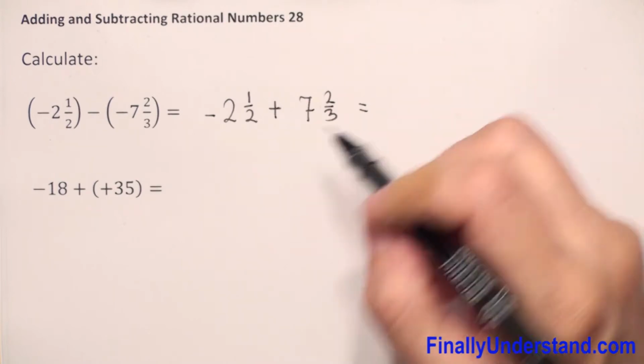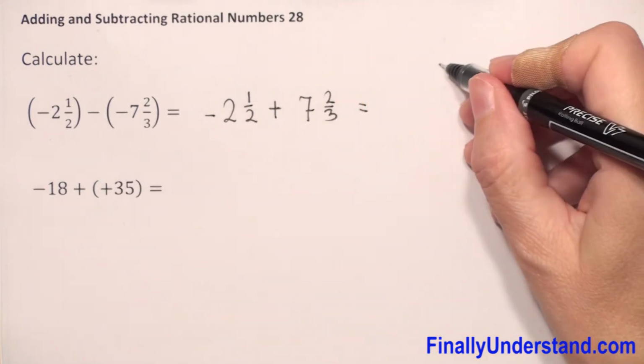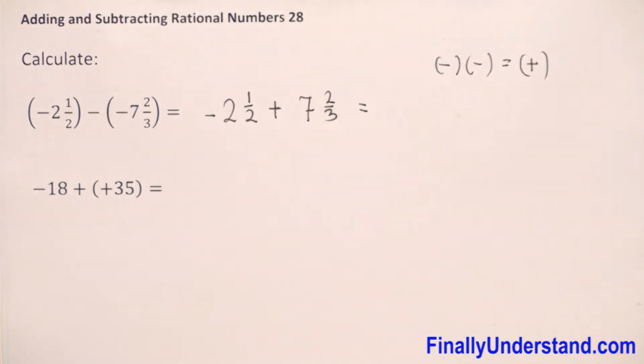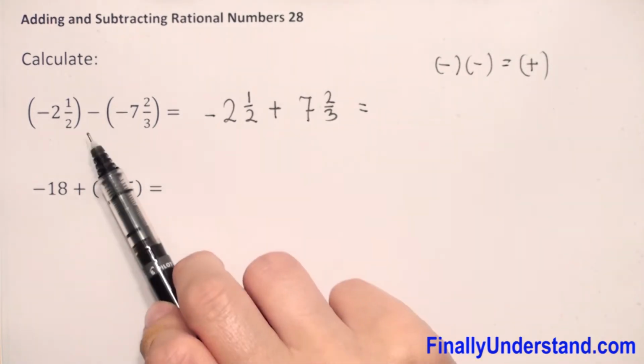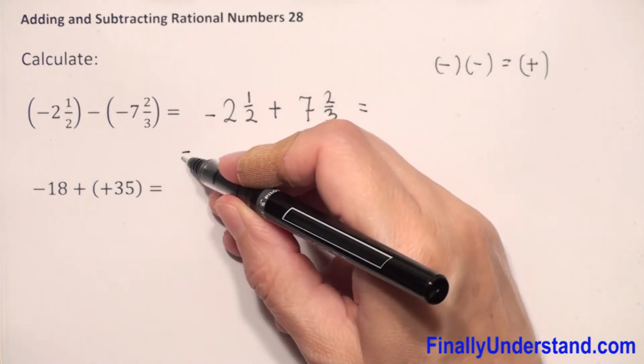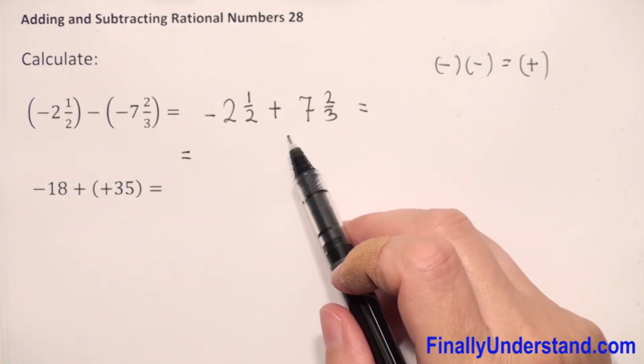So this is equal. Or remember, two negatives always give you a positive sign. So don't think very long. Two negatives, just write plus and the next number. So this is equal. Now we have addition of two numbers.